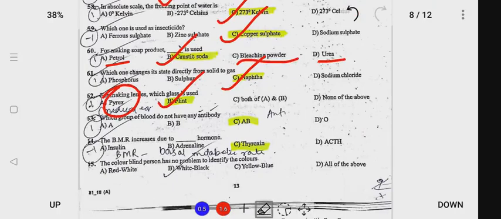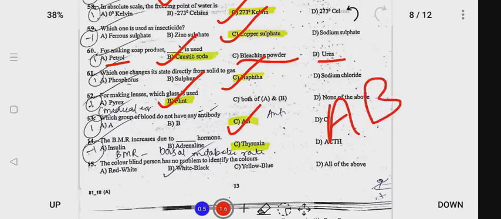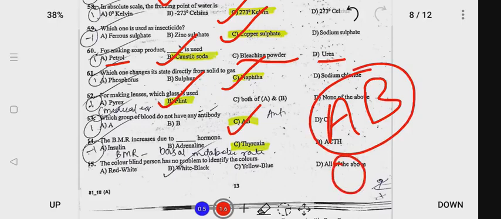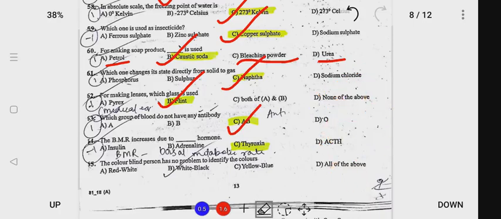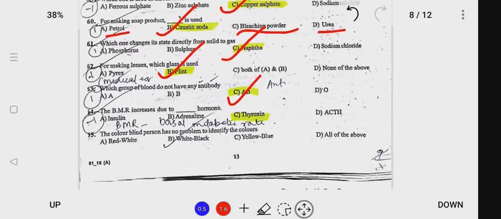Next, which blood group does not have any antibody? AB has no antibody. So remember it is AB. But the one that has no antigen, which doesn't have A or B or anything, will be O. So no antibody means AB, and no antigen means O.